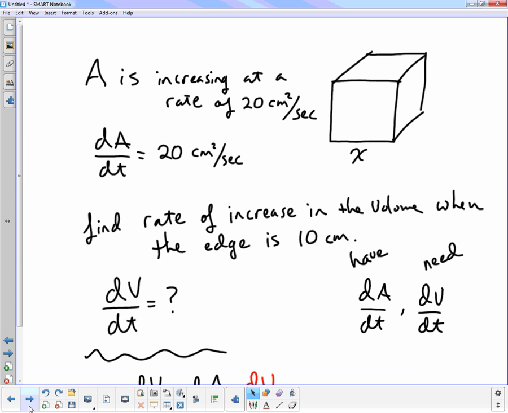So what do I know about a cube in its volume and its area? So yeah, volume is equal to what? X cubed. And area is equal to, well, one face of the cube is x squared, so 6x squared. All right. Great.